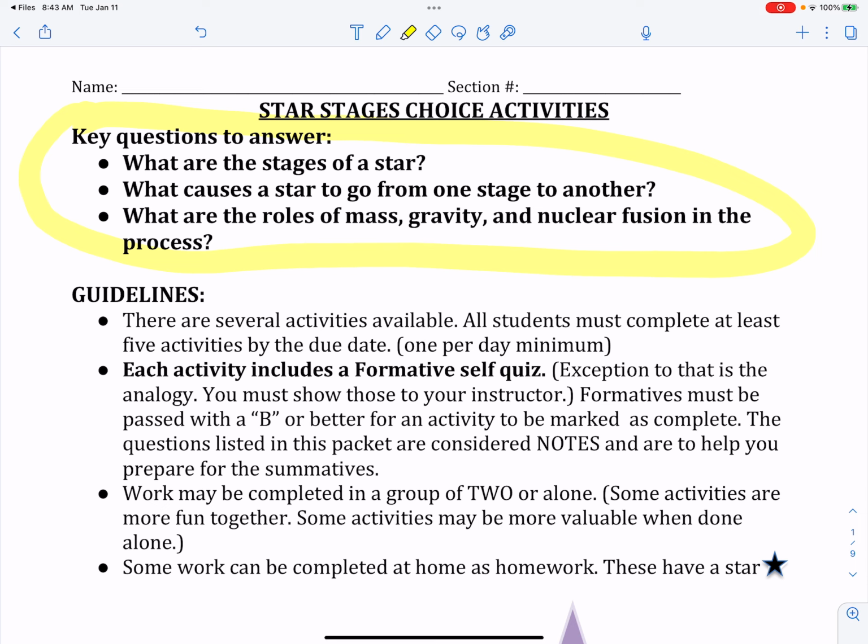What are the stages of a star? What causes a star to go from one stage to another? And the biggest deal is what are the roles of mass, gravity, and nuclear fusion in the process? So when you think about it like a story, the roles of mass, gravity, and nuclear fusion are really the theme of that story, and we need to know the theme.